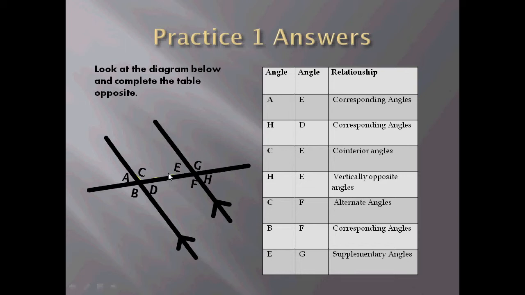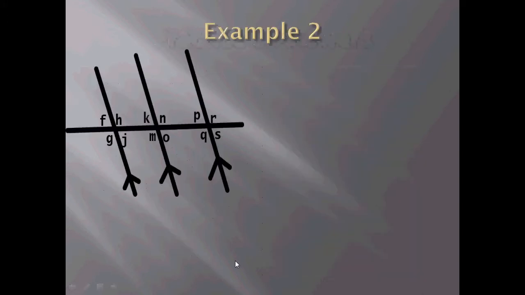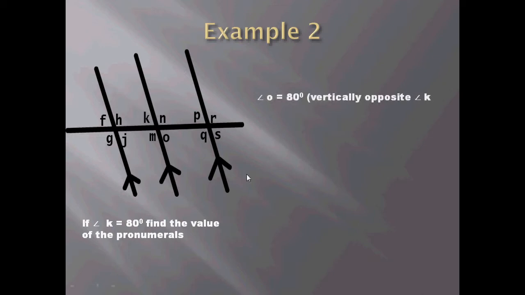So I hope you got all those right, girls. If you didn't, make some changes and correct that work so that it's all complete. Once you've done that, I want you to go and have a look at the second practice. In the second example, girls, I want you to complete the table below, given that K equals 80 degrees. So we've got K equaling 80 degrees, and angle O is 80 degrees because it's vertically opposite K. Now pause this video and try and see if you can work out the values of all the other pronumerals.